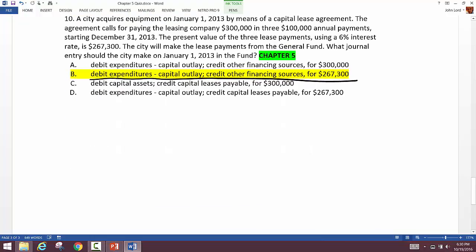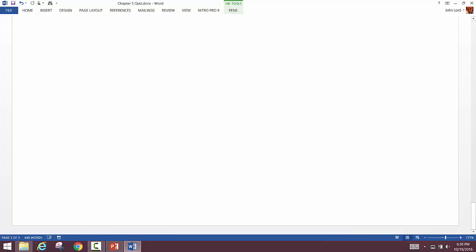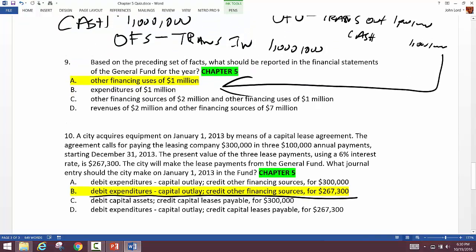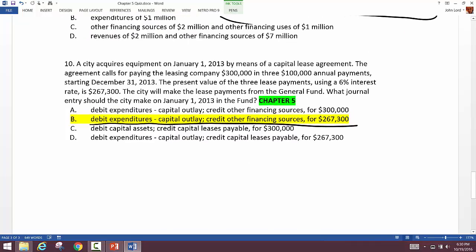Okay, good. So, what happens when I make that first lease payment? It says three $100,000 annual payments? Who wants to give me the journal entry for that first payment? We have to pay these on December 31st each year. So how about for the first year, 2013 in this example.